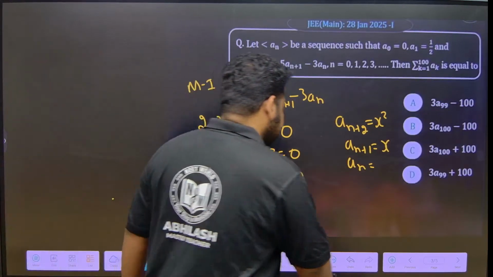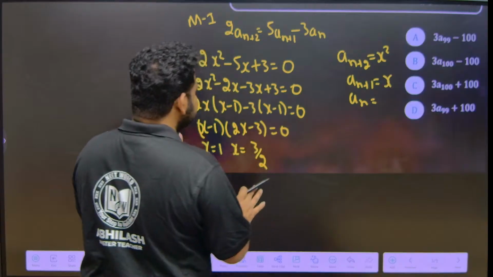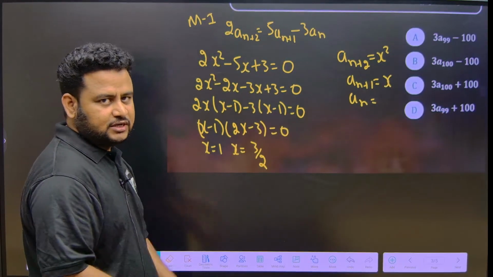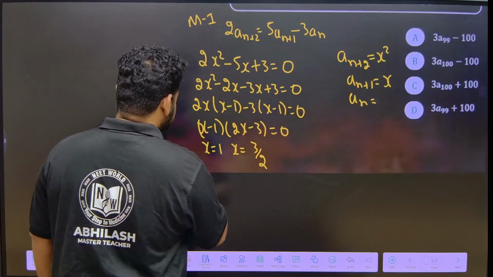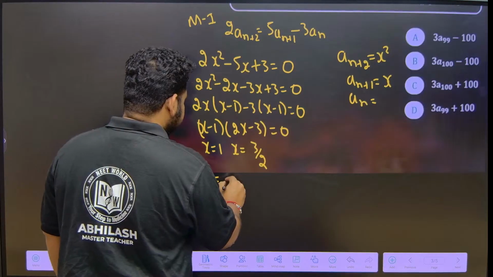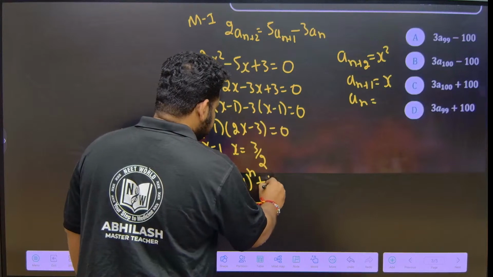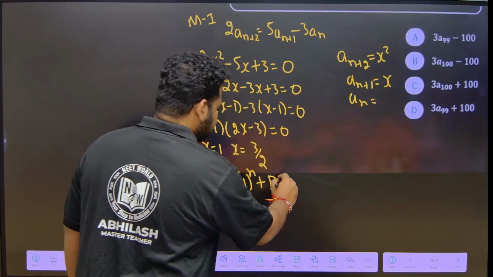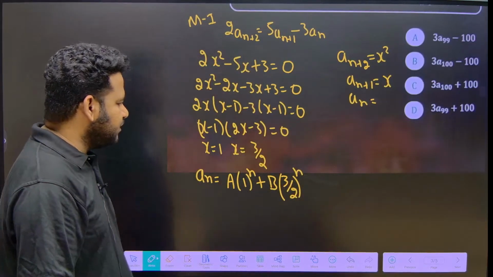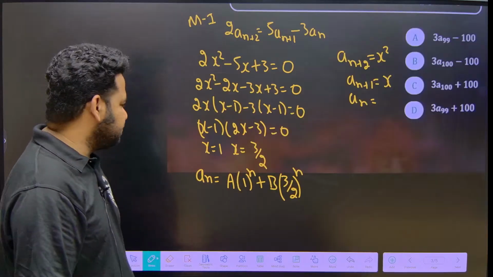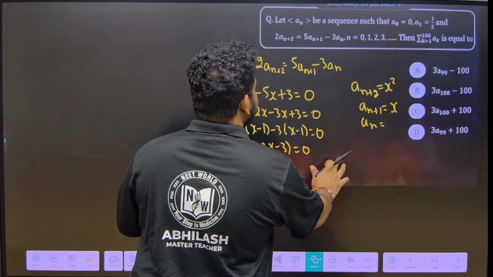Now what I can do further is write this in the form of a linear equation in terms of a_n. I can write a_n as A into 1 to the power of n, plus B into (3/2) to the power of n. This is what I have. Now we have to keep putting values for n. First, let me put n is equal to 0.